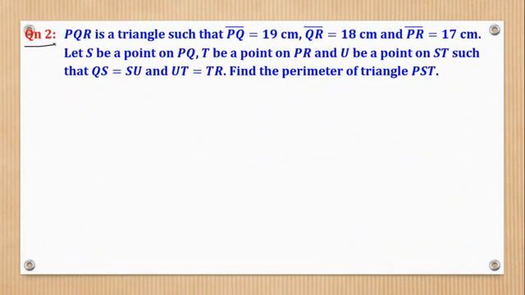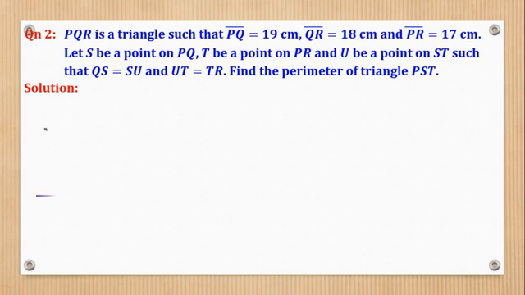That was question 1. Question 2 says, PQR is a triangle such that PQ is 19, QR is 18, PR is 17. Let S be a point on PQ, okay? T be a point on PR, okay? And U be a point on ST such that QS is equal to SU and UT is equal to TR.